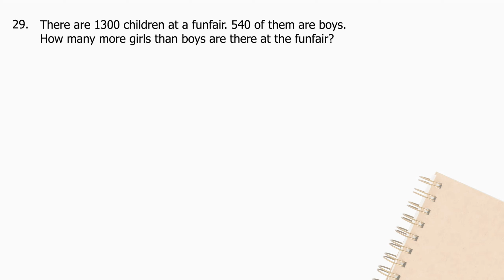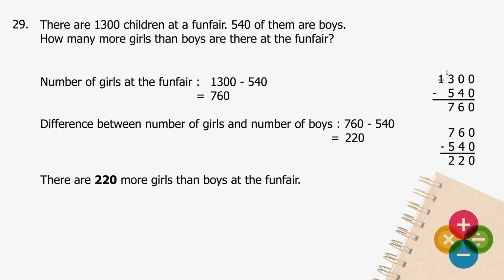Question 29. There are 1,300 children at a fun fair. 540 of them are boys. How many more girls than boys are there at the fun fair? The number of girls at the fun fair will be subtract 540 from 1,300, and the difference is 760. The difference between the number of girls and the number of boys will be subtract 540 from 760, and the difference is 220. There are 220 more girls than boys at the fun fair.